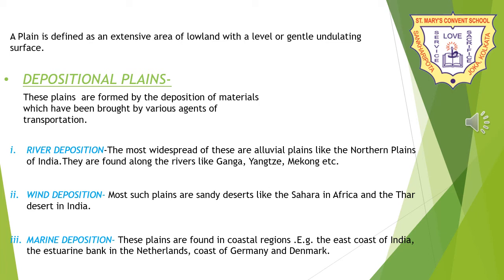Now, river deposition. River deposition plains are mainly found near rivers like the River Ganga, River Yangtze, etc. Wind deposition. Most of such plains are sandy deserts like the Sahara in Africa and the Thar Desert in India. Marine deposition. These plains are found in coastal areas, for example the east coast of India, the estuary banks of Netherlands, the coast of Germany and Denmark, etc.